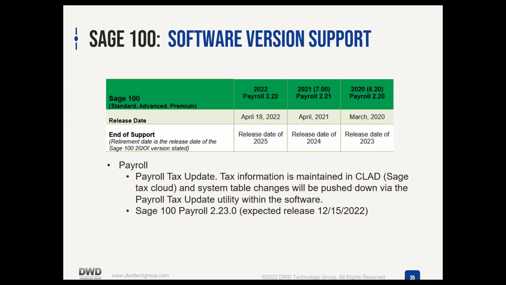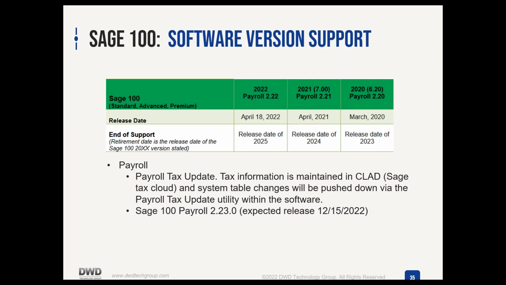Just because you might be running Sage 100 2018 or 2019 does not mean that you cannot get access to Payroll 2.23. But with some of the other things that are coming along over the next year, we strongly encourage you to get updated to a more current version. You can reach out to David or to me, and we'll get you on our schedules.